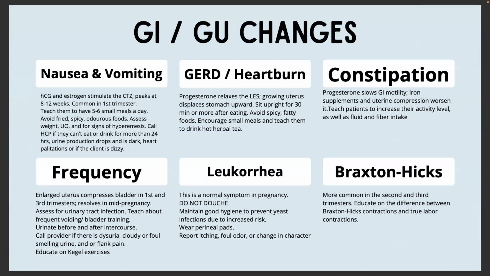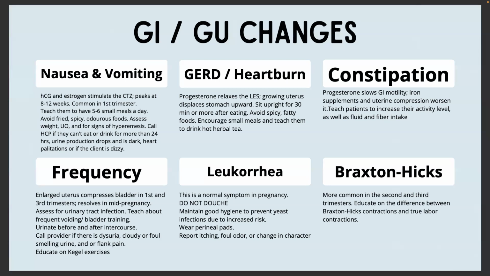The next one is heartburn. So, progesterone is a dilator, right? We talked about this before. It's also going to dilate and relax that lower esophageal sphincter. And since that growing uterus is pushing all of those organs upward, it's also going to cause anything inside of those organs to get pushed upward, i.e., your stomach acid into your esophagus. So, reflux is very, very common. Make sure that we're teaching them sit upright for at least 30 minutes after meals. We're still going to avoid spicy food, fatty food, and we're going to eat smaller meals. And hot herbal tea can help with some of those GERD symptoms.